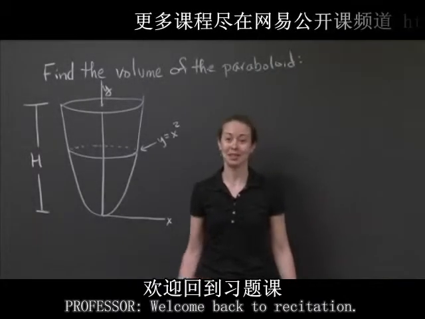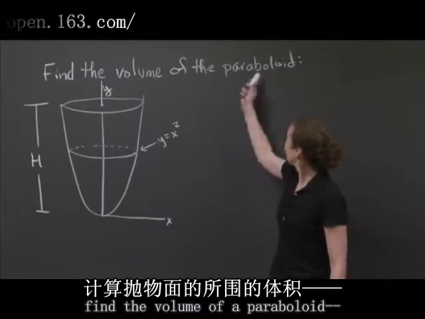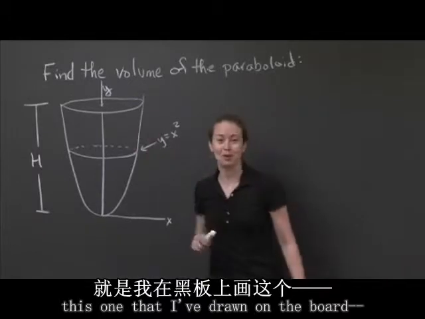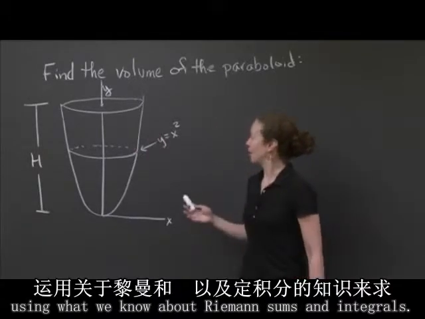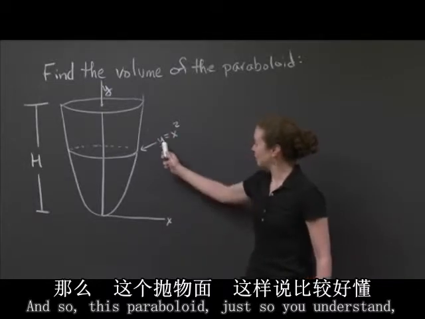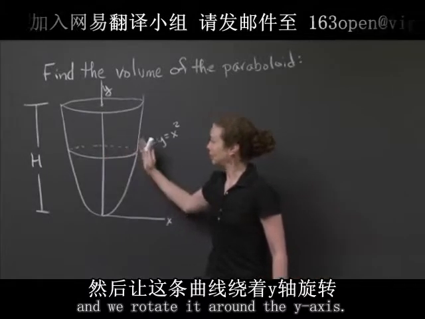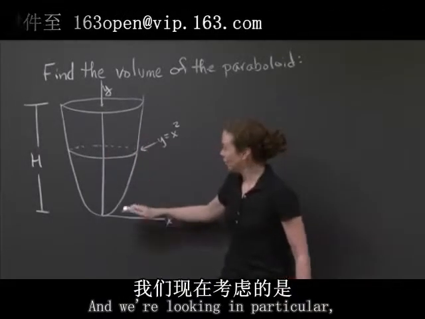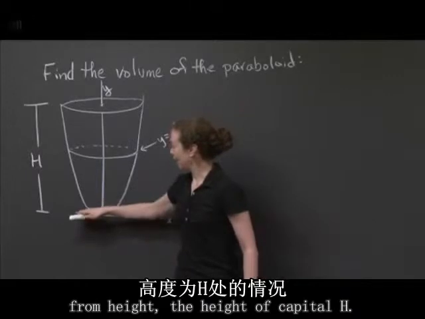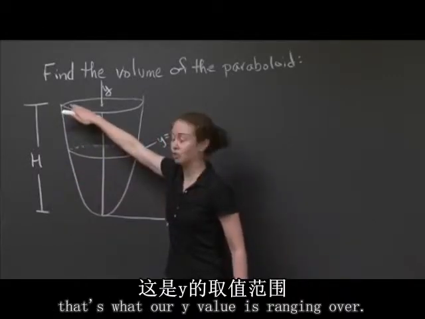Welcome back to recitation. In this video, what we'd like to do is find the volume of a paraboloid, this one that I've drawn on the board, using what we know about Riemann sums and integrals. So this paraboloid, just so you understand, what we do is we take the curve y equals x squared and we rotate it around the y-axis. And we're looking in particular from the height of capital H. So from 0 to capital H, that's what our y value is ranging over.